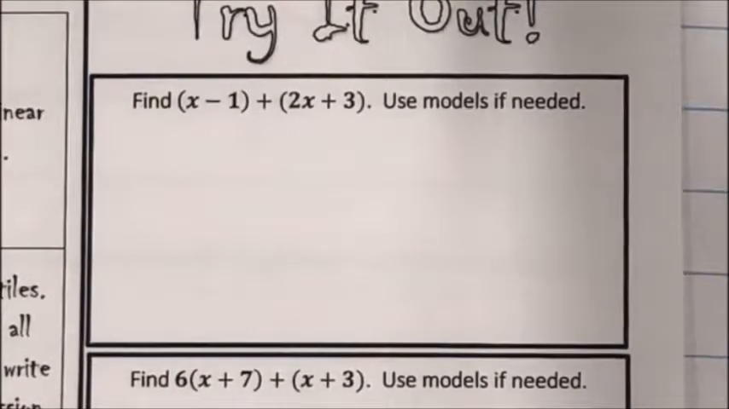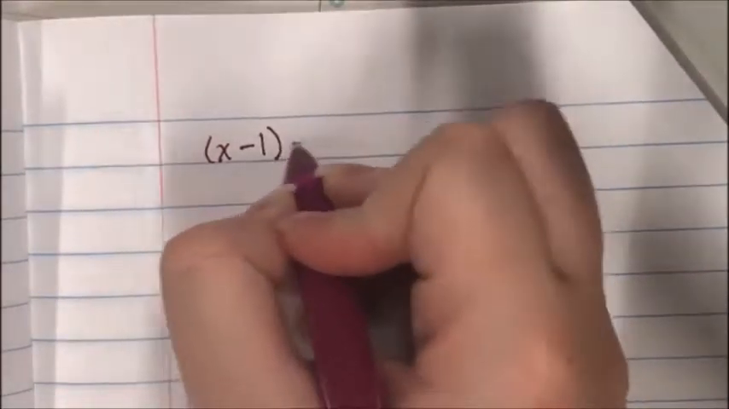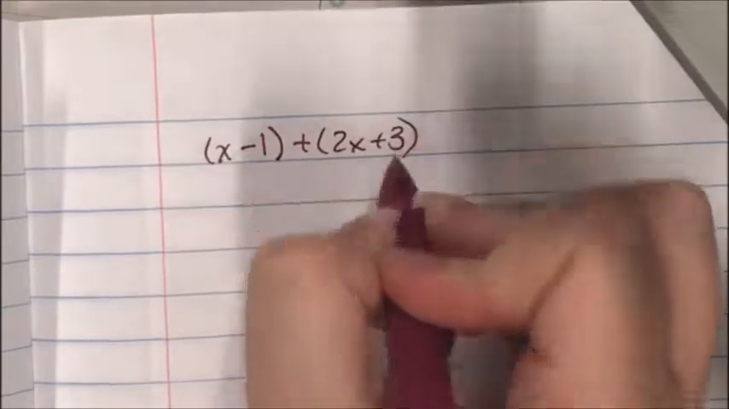All right, now that you've had a chance to look over the try-it problems, let's go over the answers together. Number 1 says find the quantity x minus 1 plus the quantity 2x plus 3. Use models if needed. All right, so I'm going to come over here and I'm going to use models for this one. You don't have to use models if you don't want to, but I recommend if you feel like you're a little bit uncomfortable with adding linear expressions, models is a great way to go. So my equation is x minus 1 plus 2x plus 3.